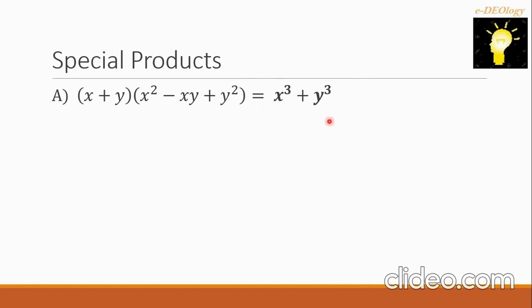Now we are ready to use this formula when we encounter multiplication of polynomials of this pattern. Let's have example 1. b plus 3 multiplied by b squared minus 3b plus 9.